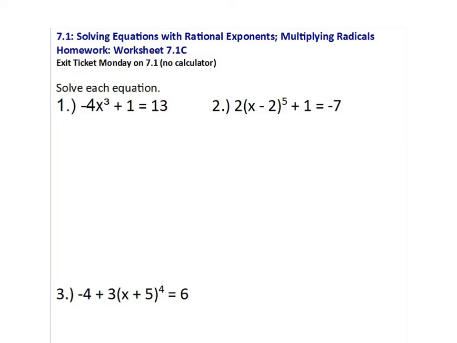Okay, so today we are going to solve equations with rational exponents, and then we will multiply radicals. So our first part here is solving. So just like when we had quadratics first semester, we want to isolate the variable with the power. So for number 1, we want to isolate the x to the 3rd.